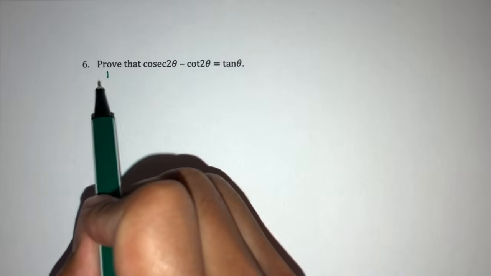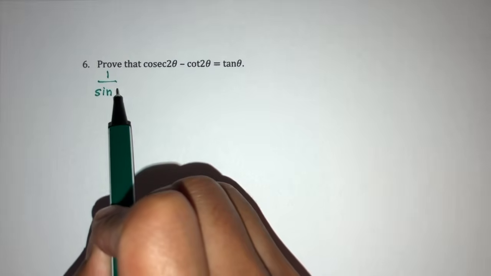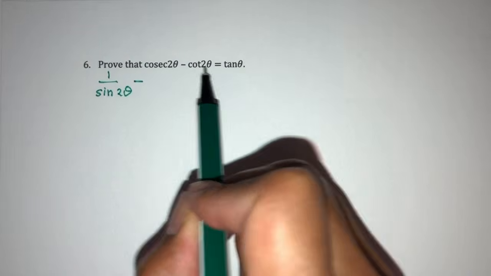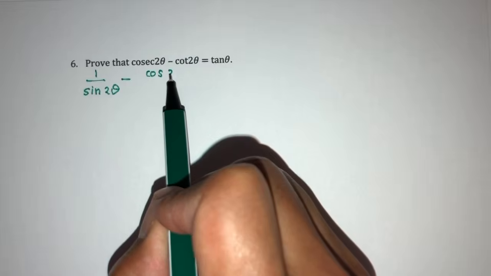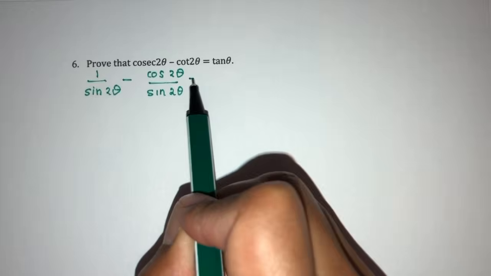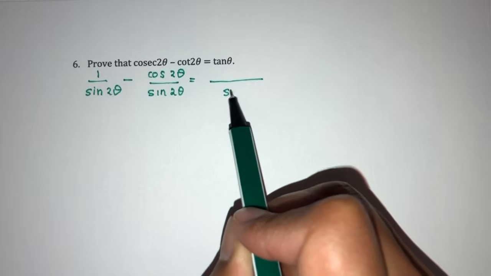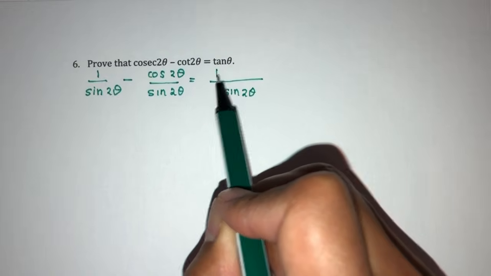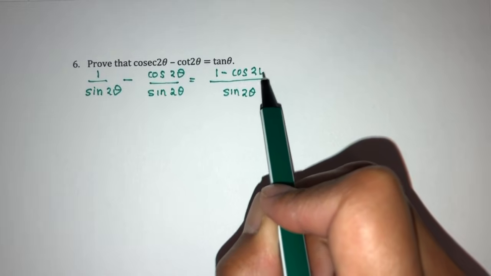Let's move on to question number 6. We have to prove cosec 2 theta minus cot 2 theta equal to tan theta. So we have to make the left hand side become the right hand side. Let's try step by step. Cosec, we know it is 1 over sine 2 theta, minus cot, which is cos 2 theta over sine 2 theta. So combine them because we have the same base. That will become 1 minus cos 2 theta over sine 2 theta.